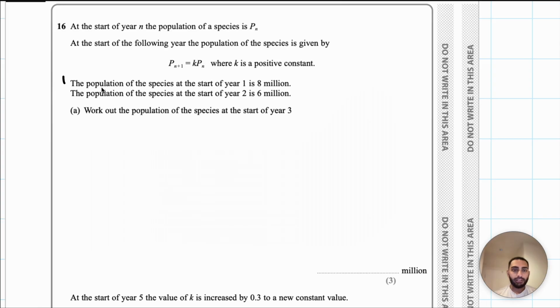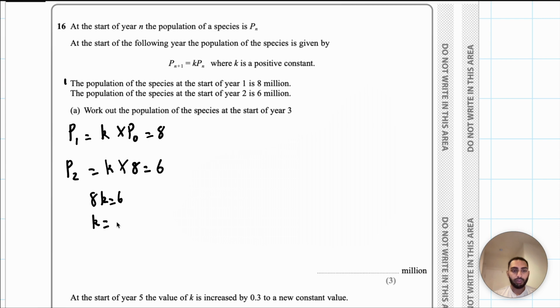Let's write this first sentence in mathematical terms. Population in year 1 is equal to k multiplied by the population of year 0, and that gave us 8 million. So that's just helping us understand how we're going to write this. For the second year, the population in year 2 was k multiplied by the population in year 1, which we know was 8, and that was equal to 6. So we can solve this. We've got 8k is equal to 6. We need to divide both sides by 8, so k is equal to 6 over 8. That is the same as 3/4.